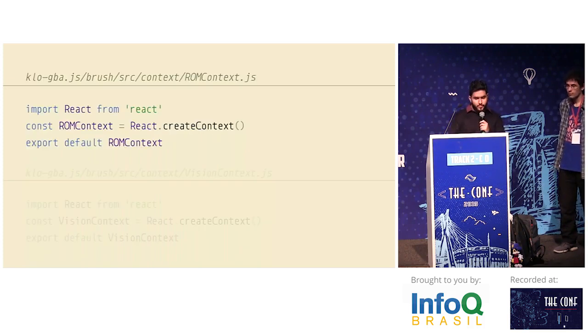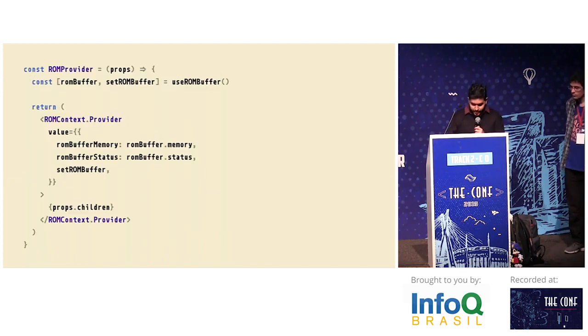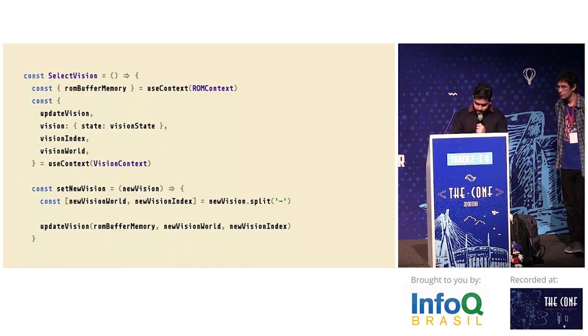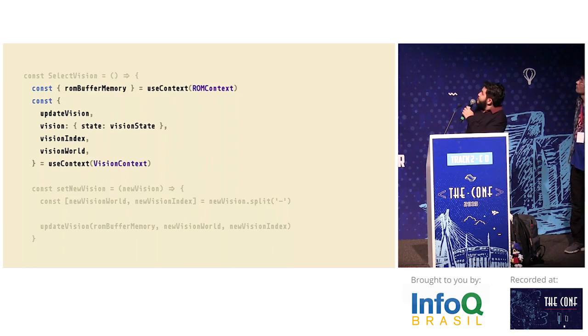And React.createContext, some basic React stuff. And this is how we use them. Basically, we have useContext, the hook, and we pass our context, and we get data, for example, the ROM and the state of the vision, and so on.